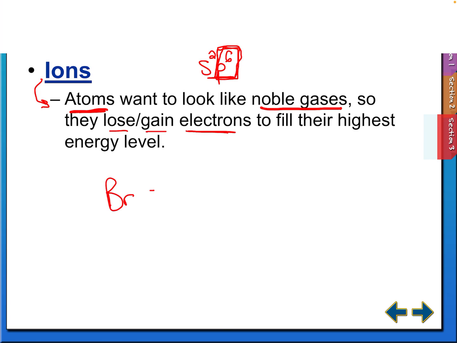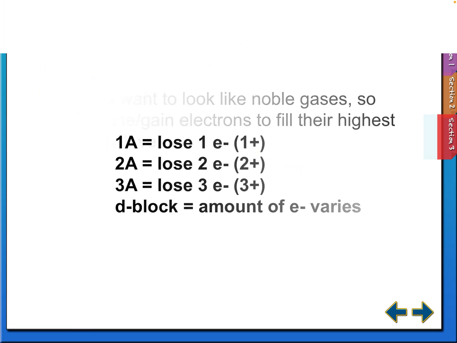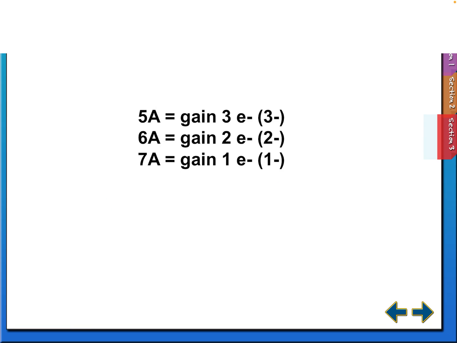So, for example, bromine is argon 4s2, 3d10, 4p5. Now what bromine is going to do is look around and try to gain an electron to add to this right here so that it can be a 6, so it can look like a noble gas. So here's what you need to know.